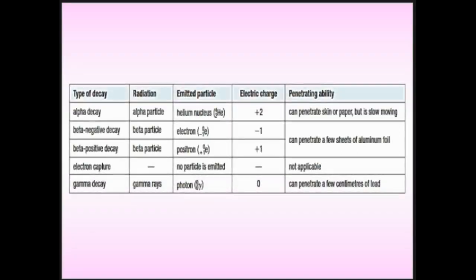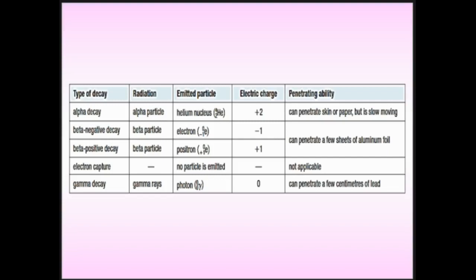This is a good chart, everyone, that summarizes all the properties. So let's read about this. Gamma decay: what does it do? It can penetrate a few centimeters, like a couple of inches, of lead. That's why it's the strongest radiation. It could go through lead. How about the betas, whether the electron or its evil twin, the positron? They can penetrate a few sheets of thin aluminum foil. A foil just means a thin sheet. Alpha particles can penetrate skin or paper.